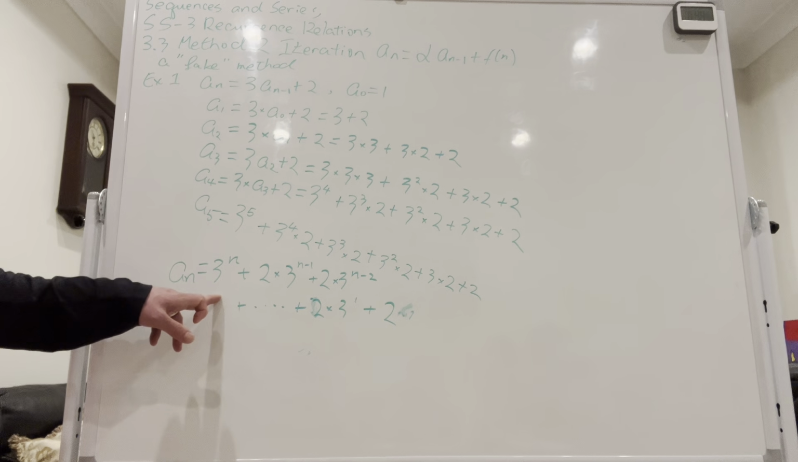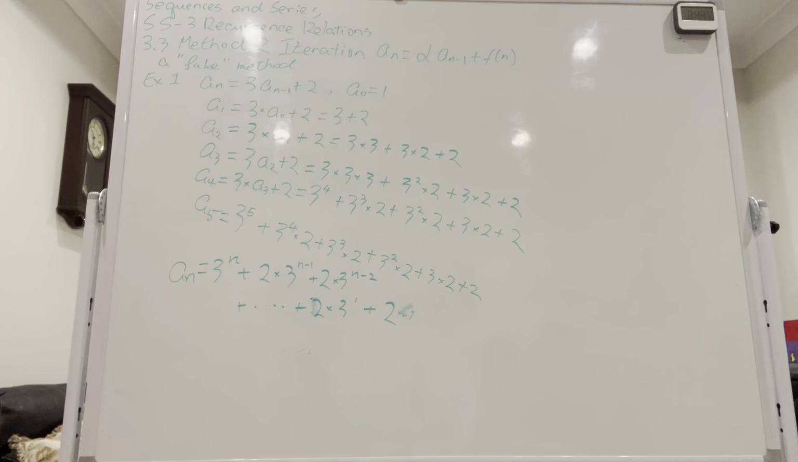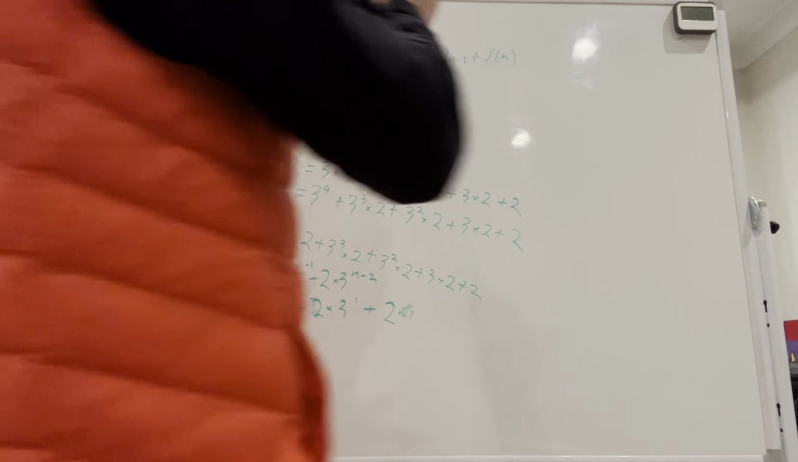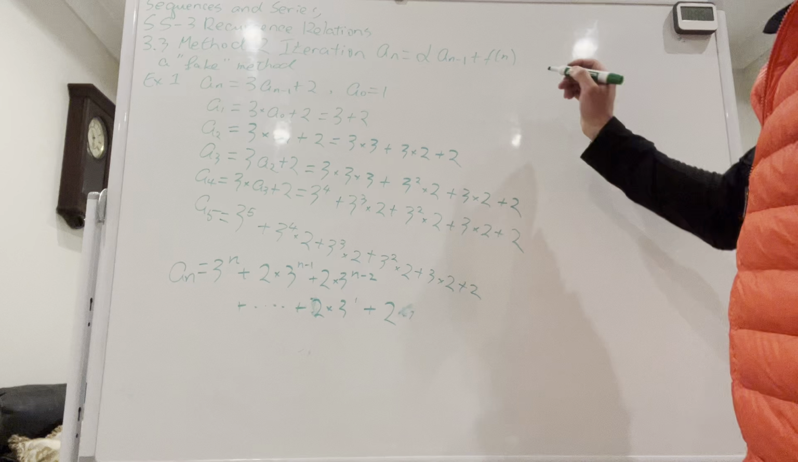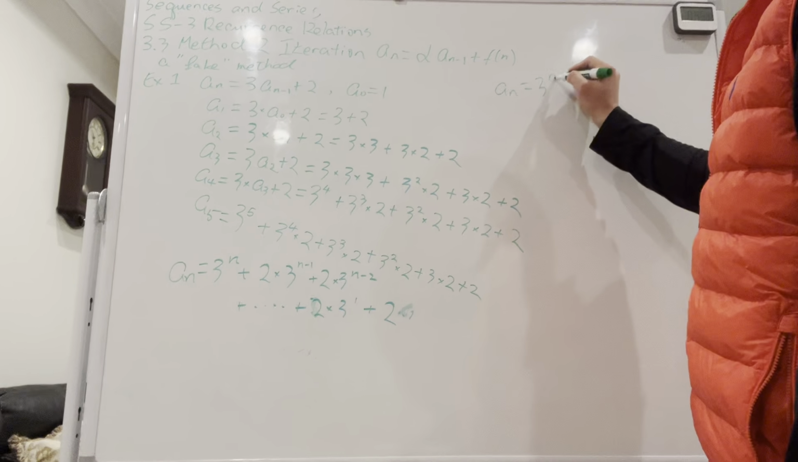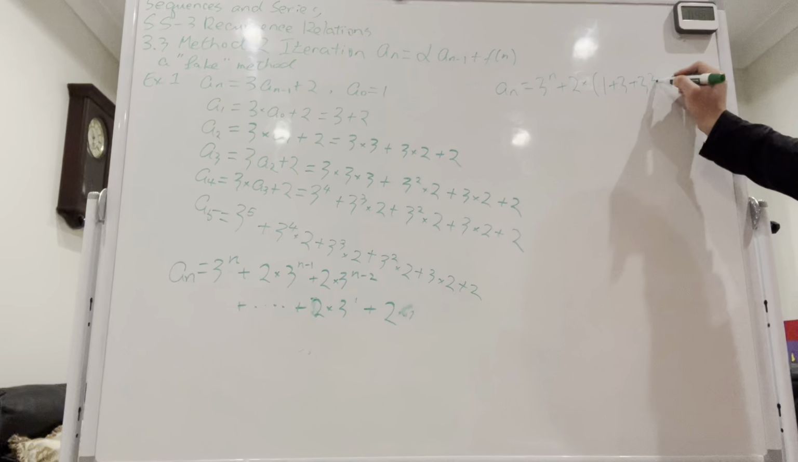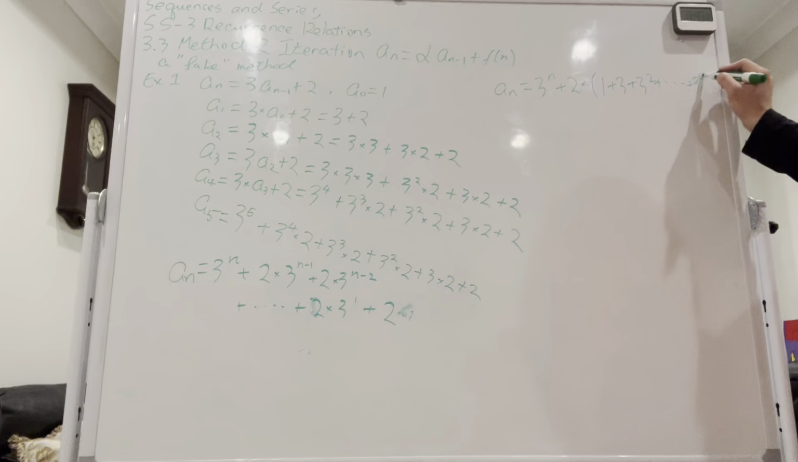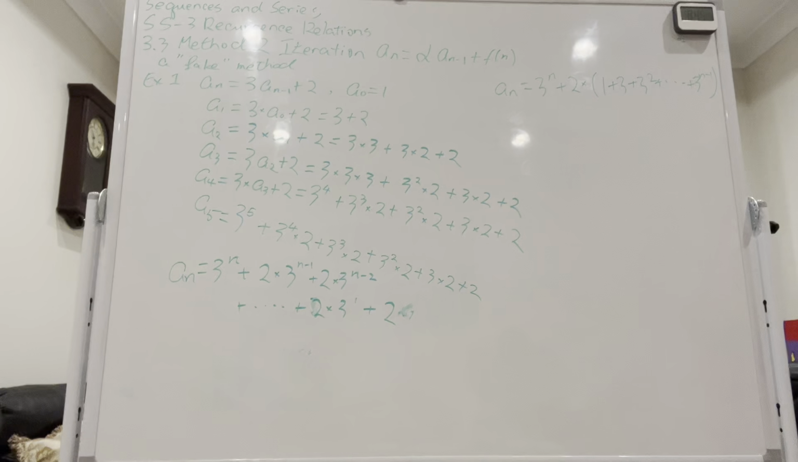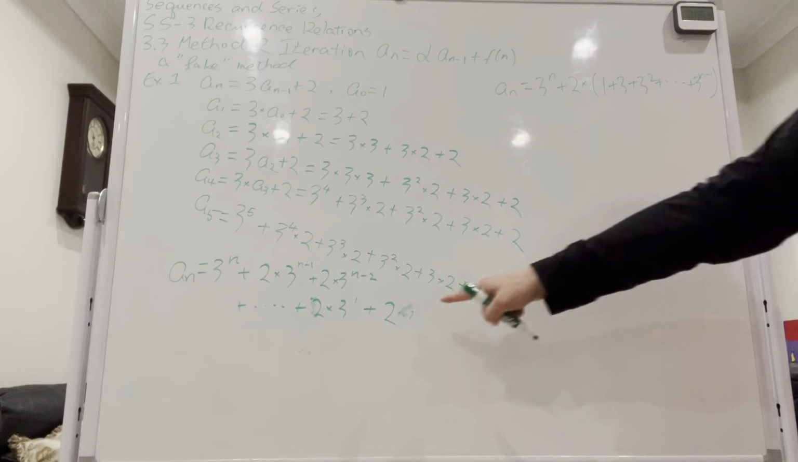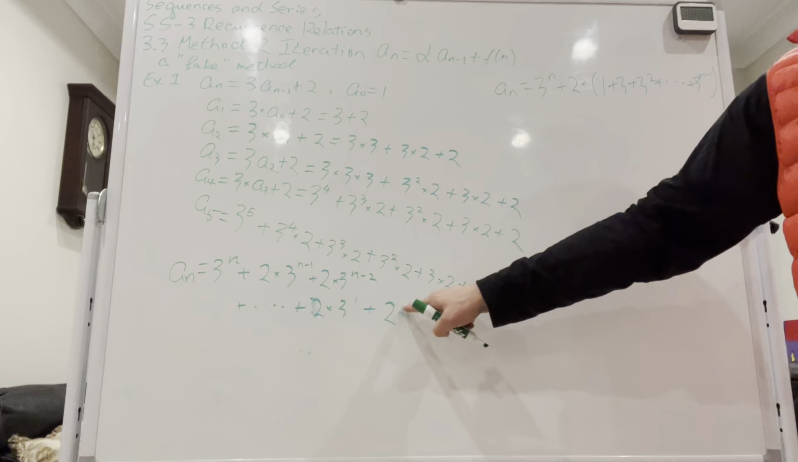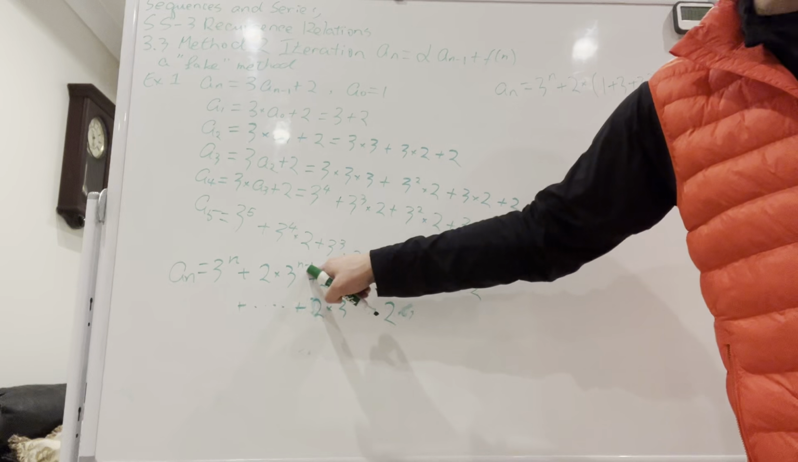Now the 3 to the power n, you keep it. This, what is this series called? Is it geometric or arithmetic? Geometric. I'm going to continue on the right hand side, and then after that we're going to break. So a_n is equal to 3 to the power n plus 2 times, and then inside you got 1 plus 3 plus 3 to the power 2 plus all the way to 3 to the n minus 1. I reversed the order. I pull the 2 out, and then inside you have 1 plus 3 plus 3 squared, and then all the way to 3 to the n minus 1.